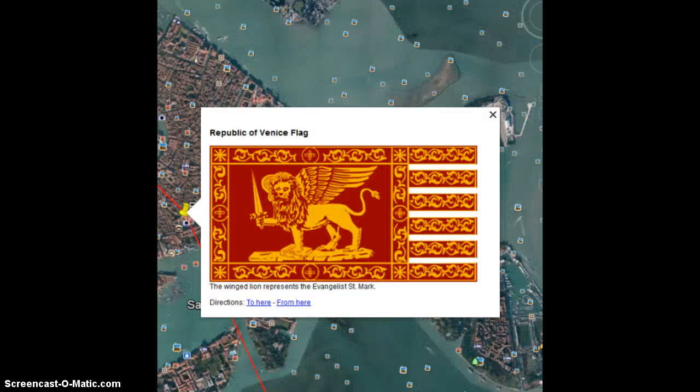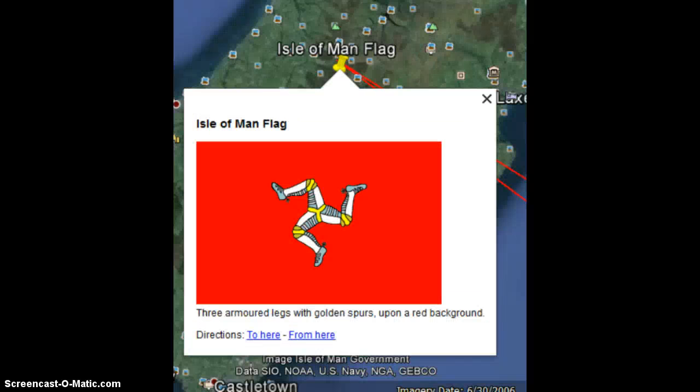Here is the flag of the Republic of Venice. The winged lion represents the evangelist Saint Mark. This flag did not have a lot of description about the colors or any of the other symbols on the flag. This is actually a good example of what you should not do. Your flag should be more descriptive of your colony.